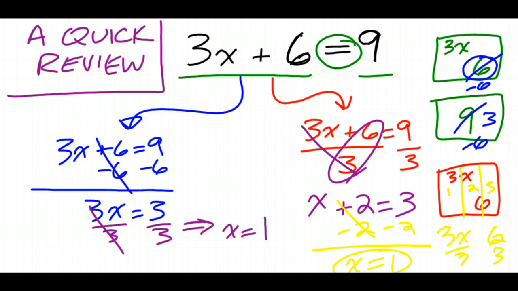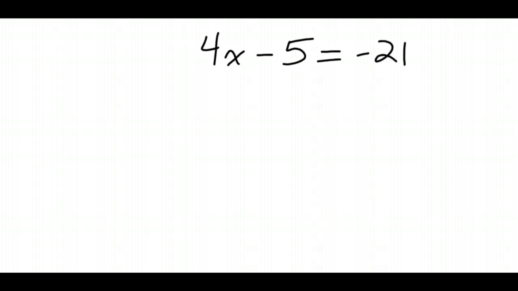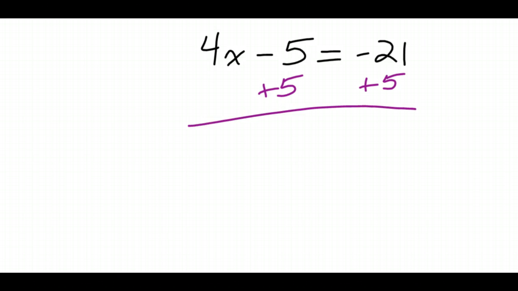Let's look at one more equation that we're going to work on in both ways. 4x minus 5 equals negative 21. In this case, I don't recommend that you divide by the 4 first, because 5 divided by 4 and negative 21 divided by 4 are not particularly nice numbers to work with. However, you can if you would like. If we start by adding back the 5, 4x equals, now this is negative 21 plus 5.